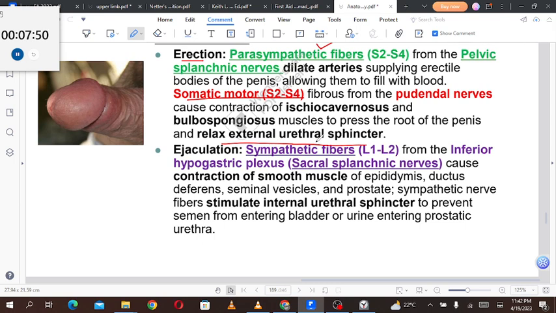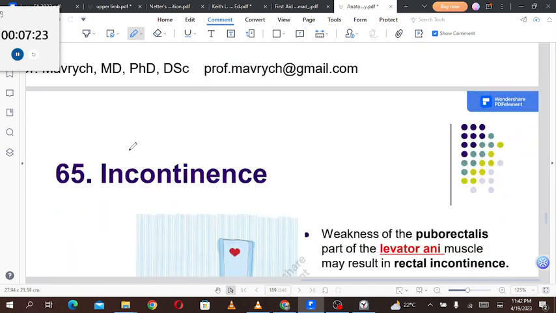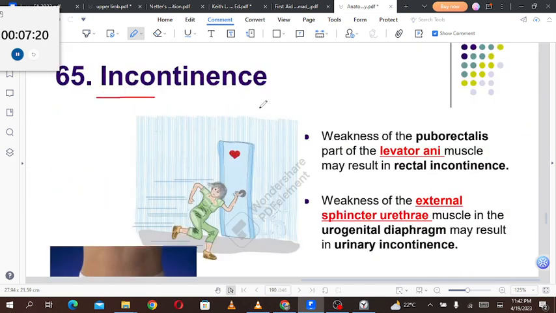Okay, ejaculation, that is mediated by the sympathetic fibers L1 to L2 from the inferior hypogastric plexus or sacral splanchnic nerves, cause the contraction of the smooth muscle of the epididymis, ductus deferens, seminal vesicle, and prostate. Sympathetic nerve fibers stimulate the internal urethral sphincter to prevent the semen from entering the bladder or urine entering the prostatic urethra. So we have to prevent both of these things. Point number 65 is about incontinence.